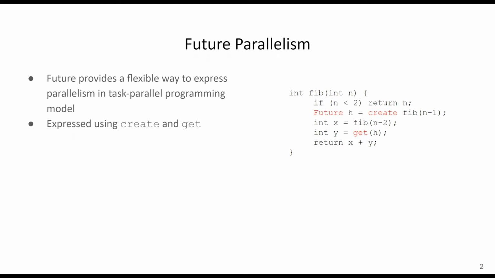For example, we use create here to indicate that fib n-1 can run in parallel with the continuation. In addition, it returns a future handle to this task. Later, we can call get on this handle to enforce that the program has to wait until this task finishes.